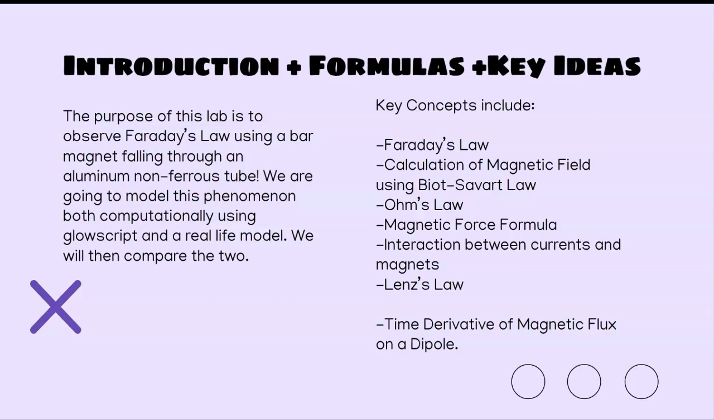So just to begin with this lab, we're going to observe Faraday's law using a bar magnet falling through an aluminum non-ferrous tube. That's a really important part. So we're going to model this phenomenon both computationally with GlowScript and a real-life model using just an aluminum tube and our bar magnet and then our magnetometer, which is on our phone. So our key concepts today include Faraday's law, calculation of magnetic field using the Biot-Savart law, Ohm's law, magnetic force formula, interaction between currents and magnets, Lenz's law, and then also the time derivative of flux on a dipole.